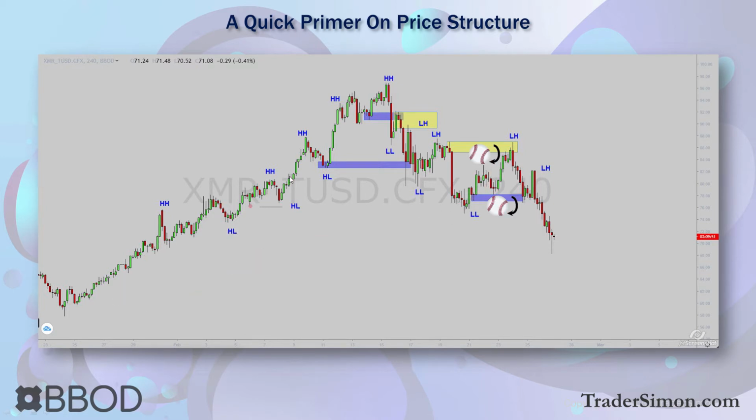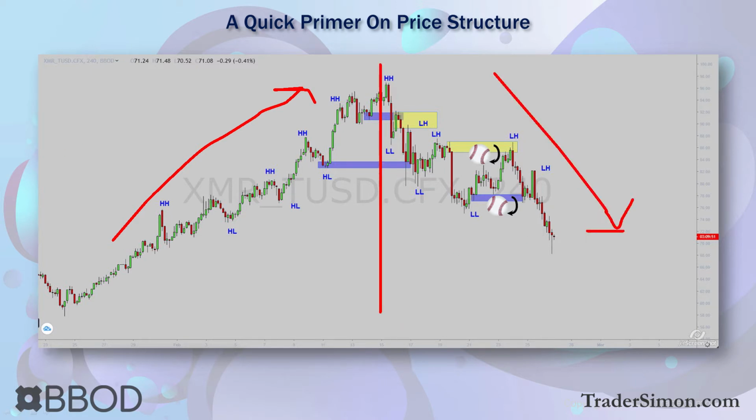But generally, we're just looking at this to give us an idea of flow. So we're generally going up here, generally going down here. And you can say this is the point where it actually changed.